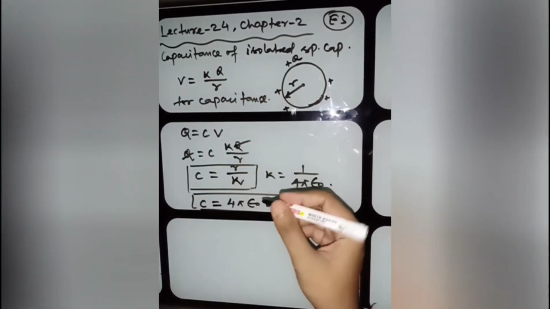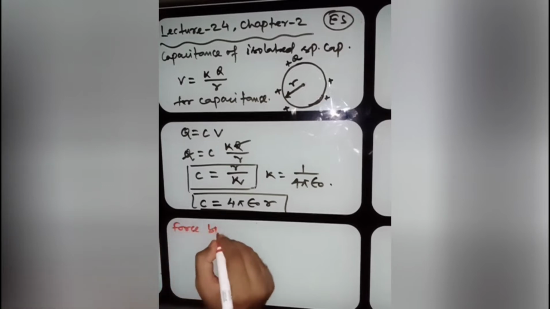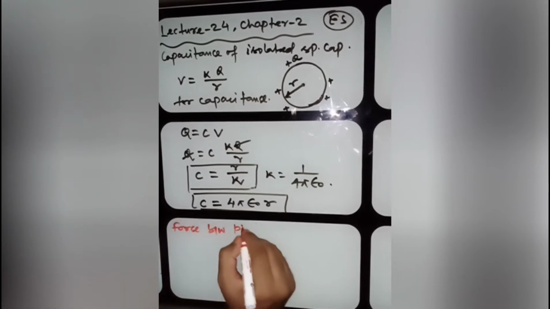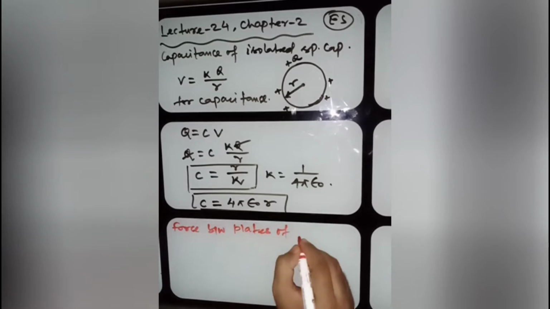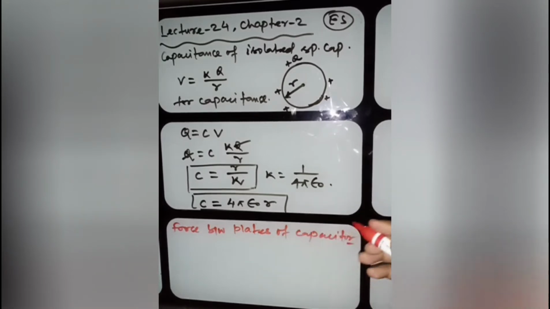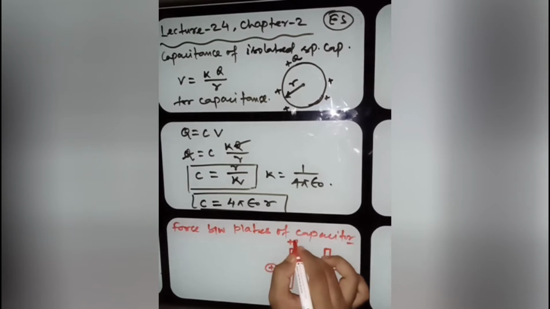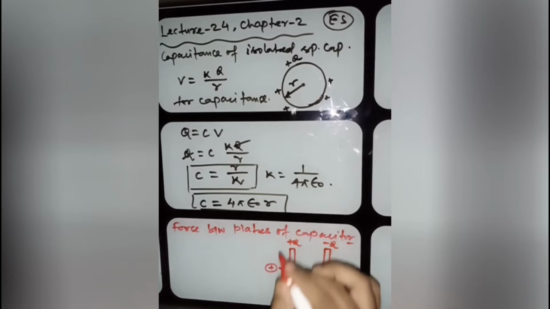So I'm writing here the force between plates of capacitor. My dear students, these are the two plates of the capacitor. One is connected with the positive terminal of the battery and another is connected with the negative terminal of the battery. As we know, there is positive charge over here and negative charge over here.